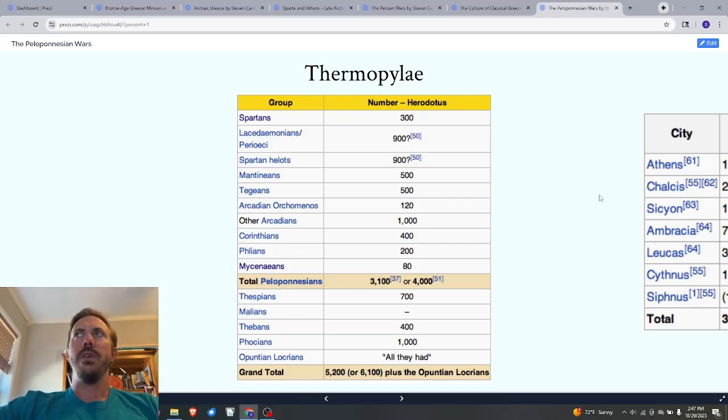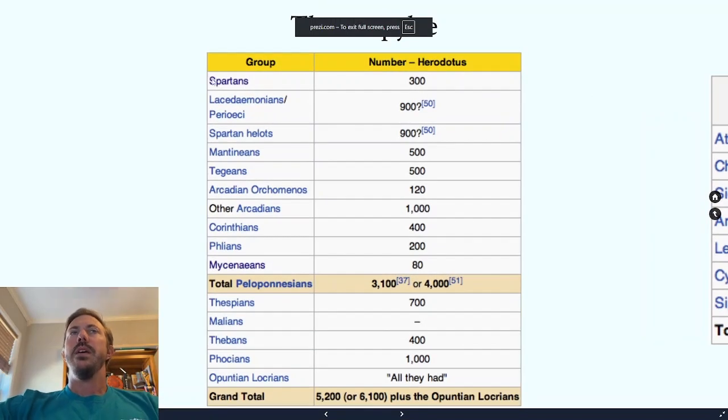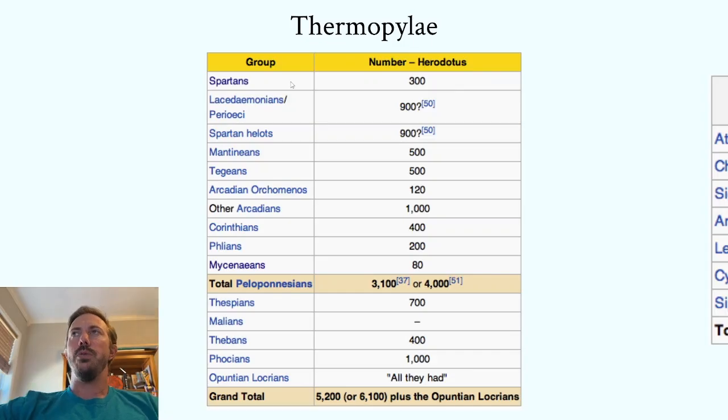So let's take a zoomed-in look at Thermopylae and which forces comprised the defense of that location. It's not really a town, Thermopylae. It's a place. Of course we know about the 300 Spartans. They comprised the defensive force to slow down Xerxes in his invasion.